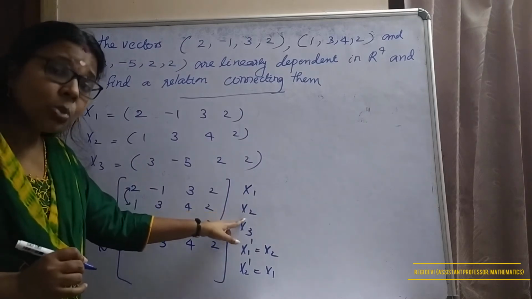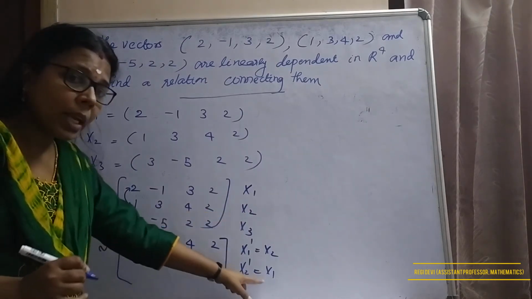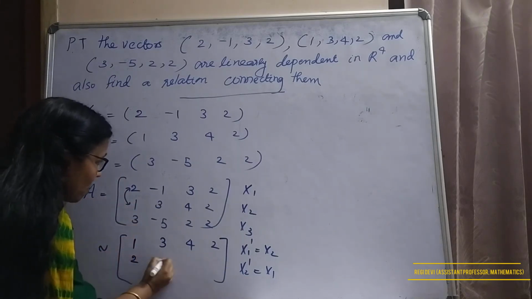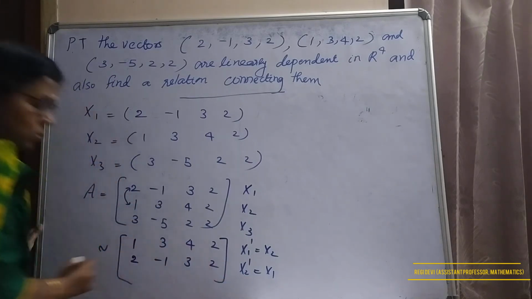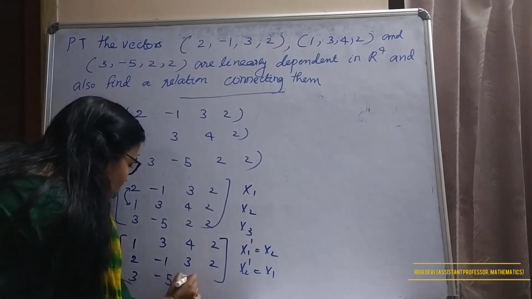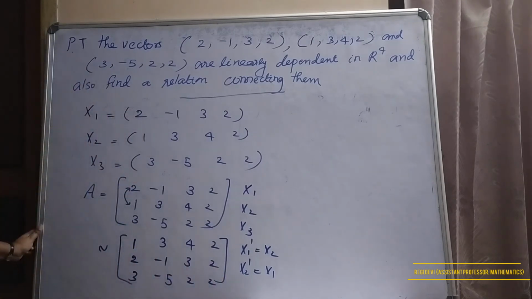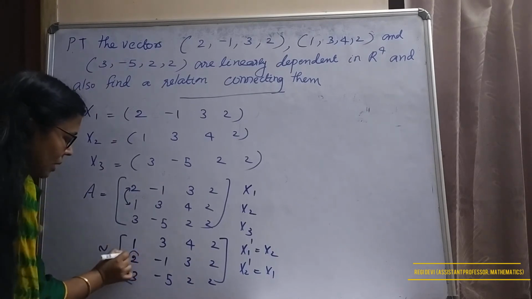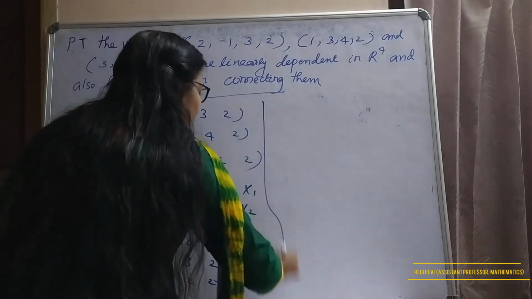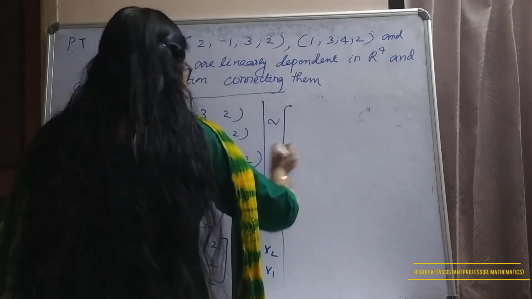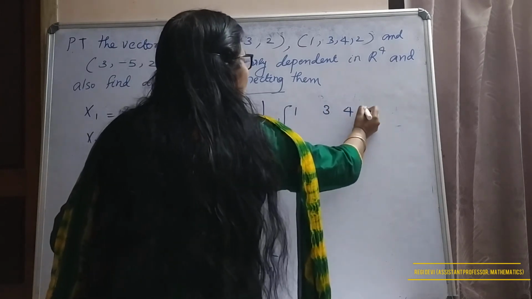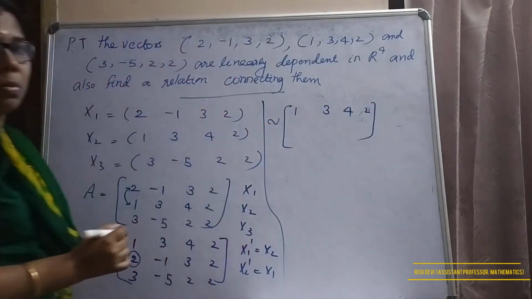Then x2 changes to x2 dash, x2 dash equal to x1. Therefore write the first vector in the second row, 2, minus 1, 3, 2. Then write the third row, 3, minus 5, 2, 2. Now we have to reduce this 2 into 0. The first row is fixed, 1, 3, 4, 2 is a fixed row.